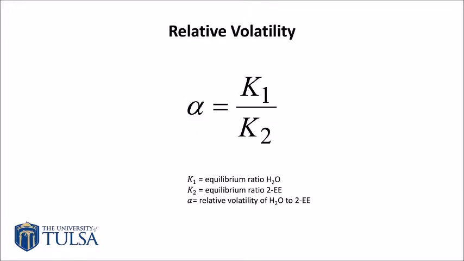The relative volatility indicates whether or not an azeotrope exists. If alpha is equal to 1, an azeotrope is present. Alpha values will be calculated by dividing the K value of water by the K value of 2EE.